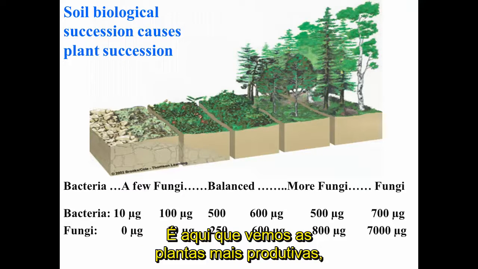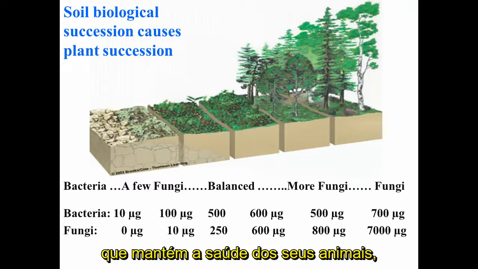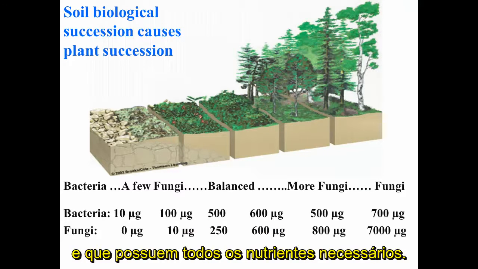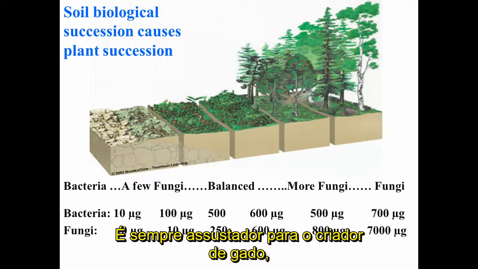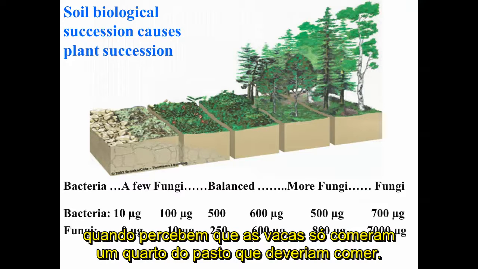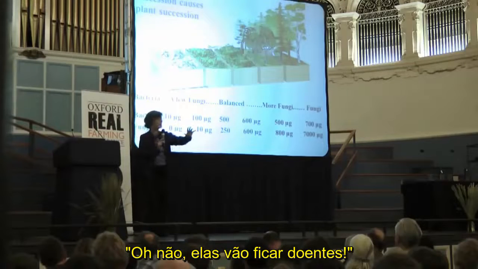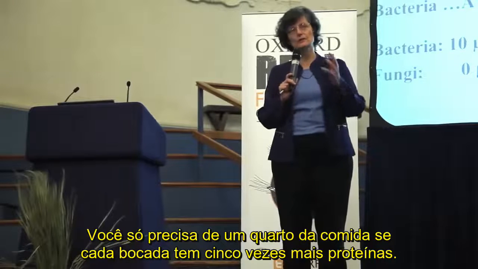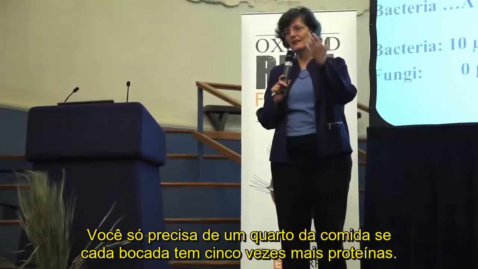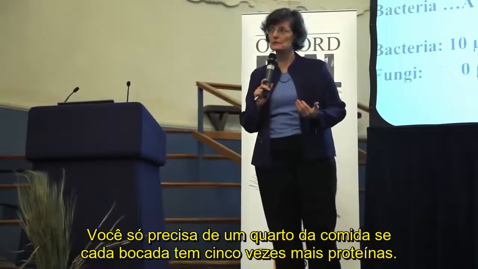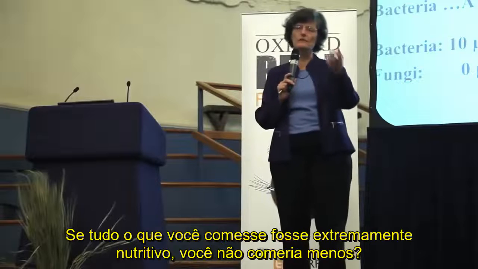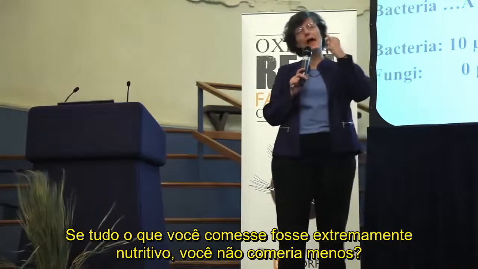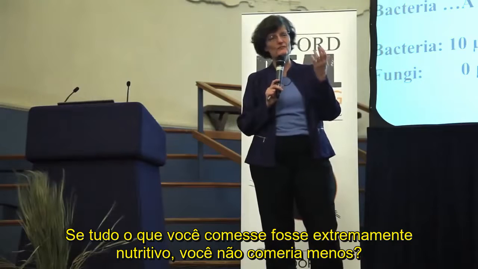This is where those plants that are most productive, that maintain the health of your animals, that have all the nutrients for your animals. And what you discover is always scary for pasture people. When they come out and they look and they go, the cows have only eaten a quarter of the food they ought to be eating. Oh no, they're going to be unhealthy and they're going to be sick. No, no, no. It only takes a quarter of the food when every mouthful that you're taking has 5 times more protein in it. Think about yourself. If everything that you ate contained maximum nutrition, would you eat less?